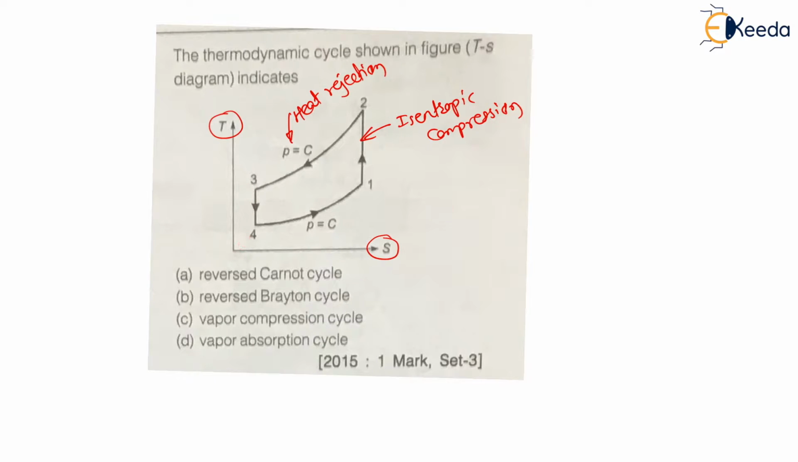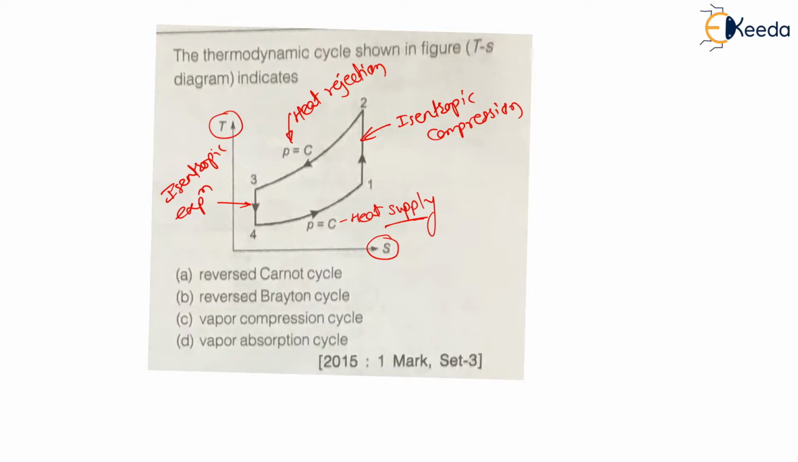Then 3 to 4. Again it is a vertical line, meaning it is isentropic, and as temperature is decreasing it is expansion. Therefore 3 to 4 is isentropic expansion. And the very last process, 4 to 1. Here both temperature as well as entropy are increasing at constant pressure. Therefore it is constant pressure heat supply.